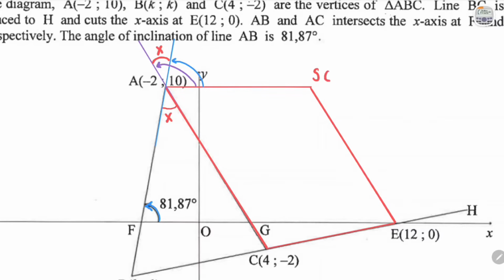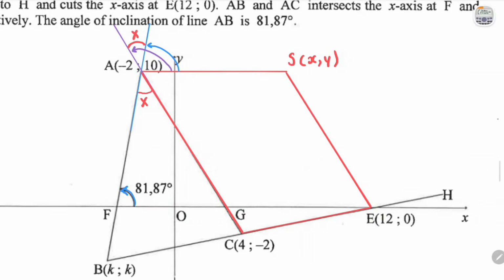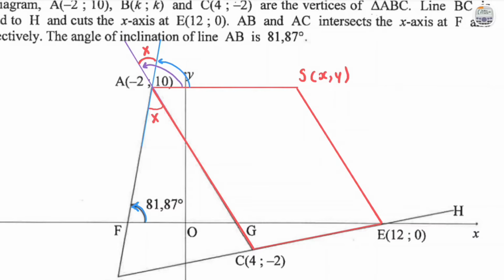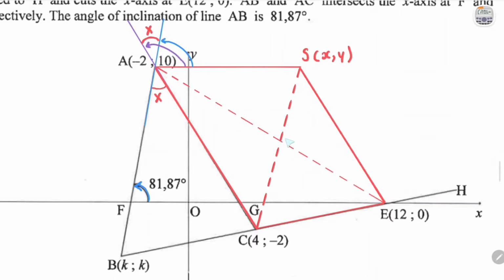So we don't really know what S is. We can just call that x and y. We don't know the coordinates. Now they want us to specifically find the point of intersection of the diagonals. So if we were to draw these, from A to C, like that, and another diagonal joining A and E, we have to find that point of intersection.